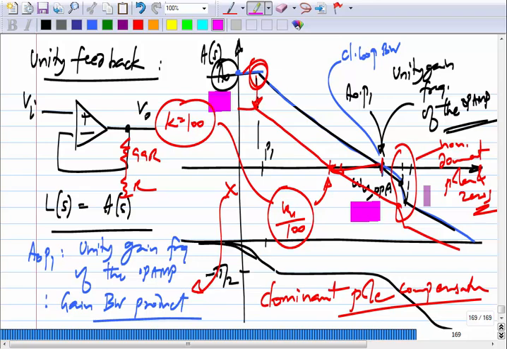So after this, there should be hopefully no confusion about calculating the values of whatever component it is that will... Feedback network. Okay. Any feedback network has to obey this.